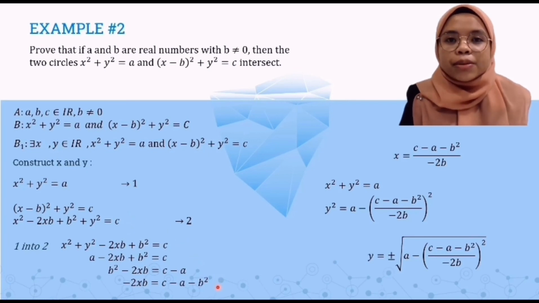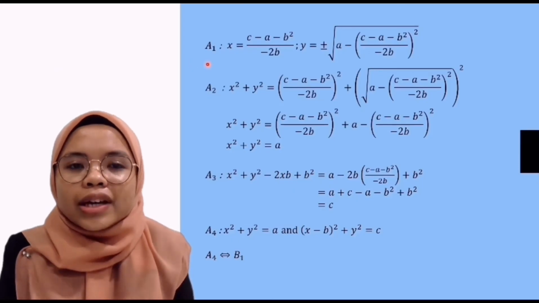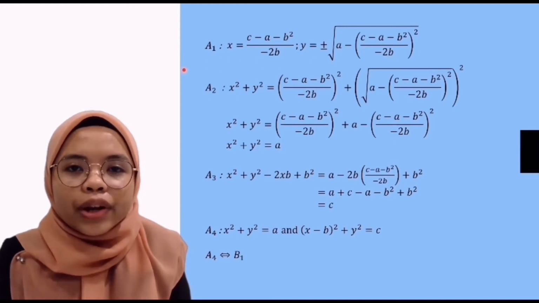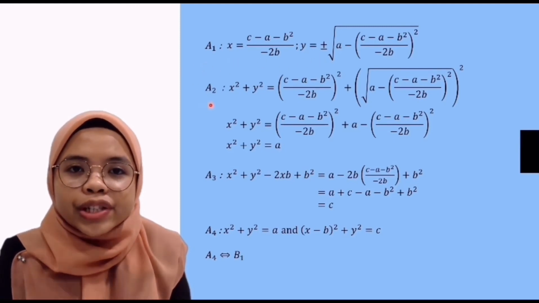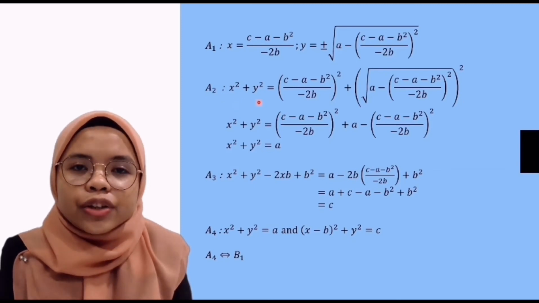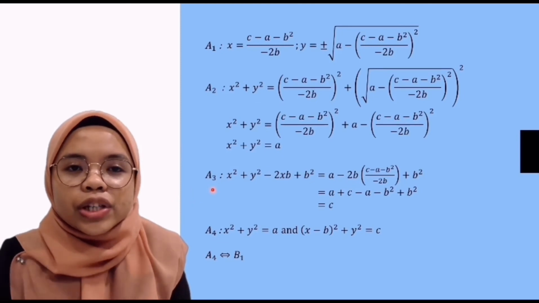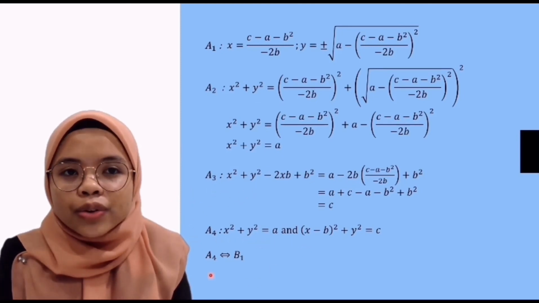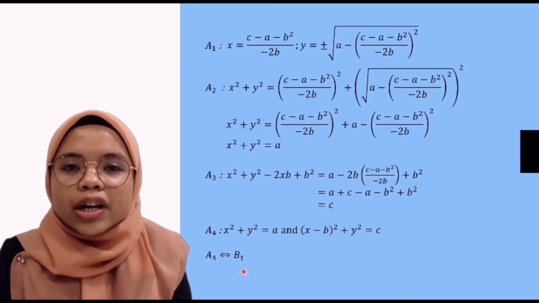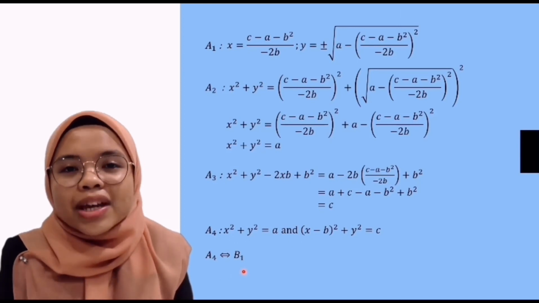After having simplified, insert 1 into 2, we will get the x. Then we continue, we insert into the first equation, and finally we get the y. After that, we can list the x and y for A1. Then we can continue to insert the x and y in the equations. For A2, we can calculate it by using the first equation and A3 with the next equation. Then finally we can conclude that A4 and B1 are equivalent. That's all from me. Thank you.